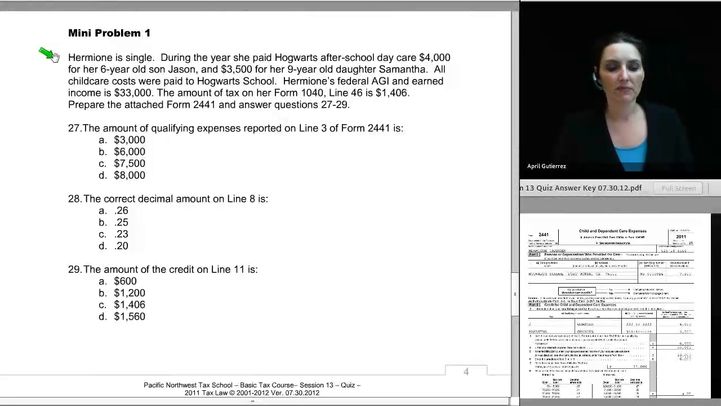And here we have the mini problem involving Hermione, who is single. During the year, she paid Hogwarts after-school daycare $4,000 for her 6-year-old son, Jason, and $3,500 for her 9-year-old daughter, Samantha. All child care costs were paid to Hogwarts School. Hermione's federal AGI and earned income is $33,000. The amount of tax on her Form 1040, line 46, is $1,406. Prepare the Form 2441 for her and then answer the questions, which is essentially what's on the lines.